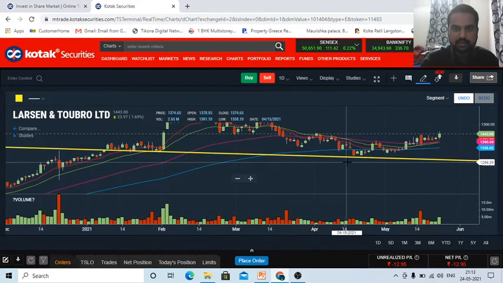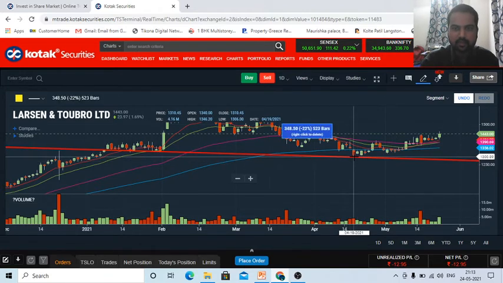See that the earlier trend line resistance is working very nicely as a support now. So this approximately 1300 to 1310 zone is a very strong support.